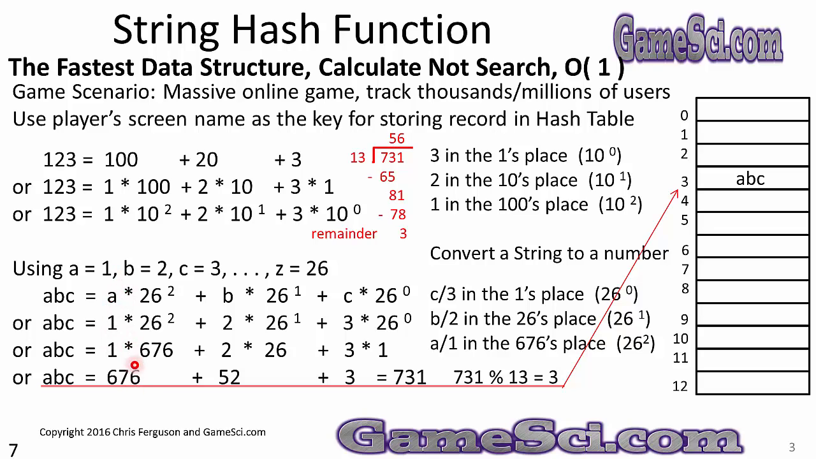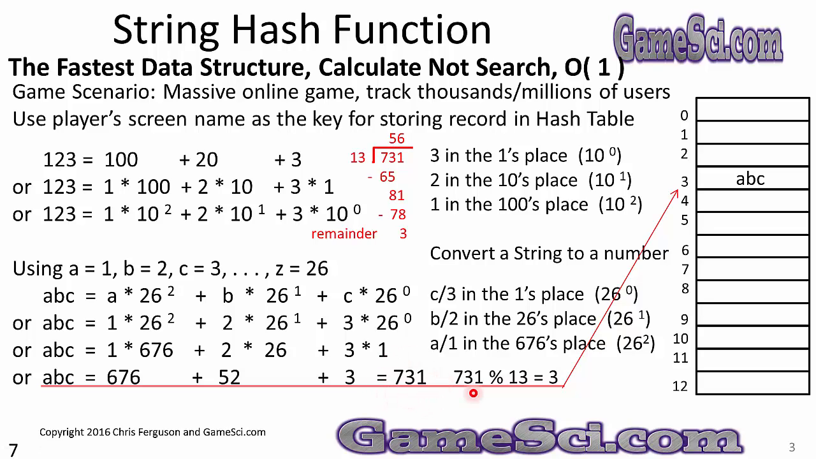All I'm doing is this column right here. A converts to 676. B in this column converts to 52. 2 times 26 is 52. Plus 3 times 1. You add all of those together and you get 731. What this is telling us is that's the large number. We converted ABC to a number, 731.